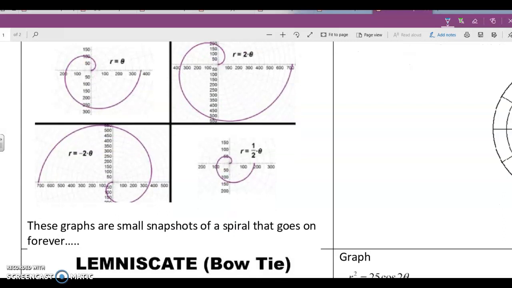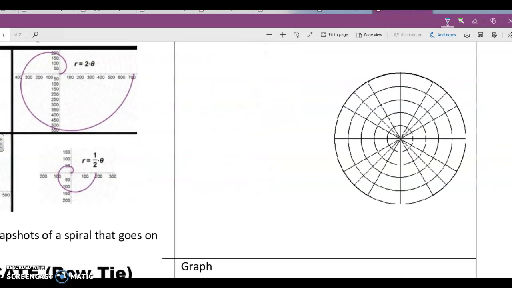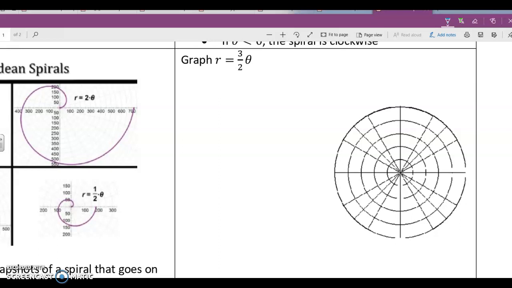These spirals, unlike our other graphs, which trace over each other as we go around the circle more and more, continue to go on forever and ever. But we will typically just go from 0 to 2 pi. I'm not that mean. I won't make you do that forever and ever. I'll just have you go from 0 to 2 pi.